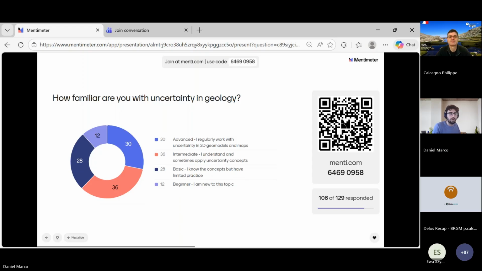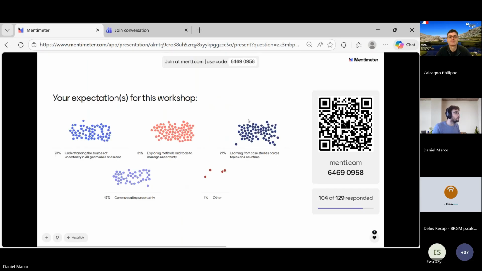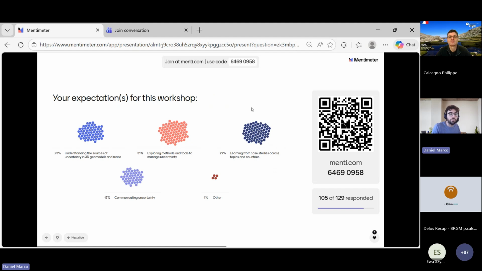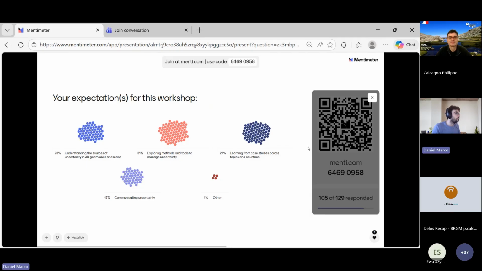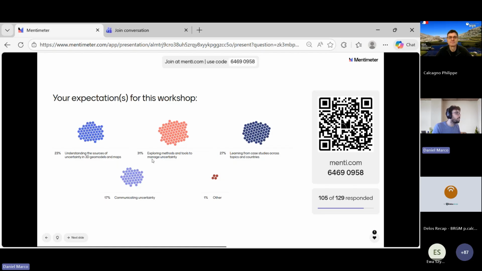Let's now see your expectation for this workshop. What are you hoping to gain from this workshop? We can see that there is a strong interest in exploring methods and tools to manage uncertainty, and also a strong interest in learning from case studies across topics and countries. Then some of you are interested in understanding the sources of uncertainty in 3D geomodels and maps. And few others chose communicating uncertainty as an expectation from the webinar or the workshop.